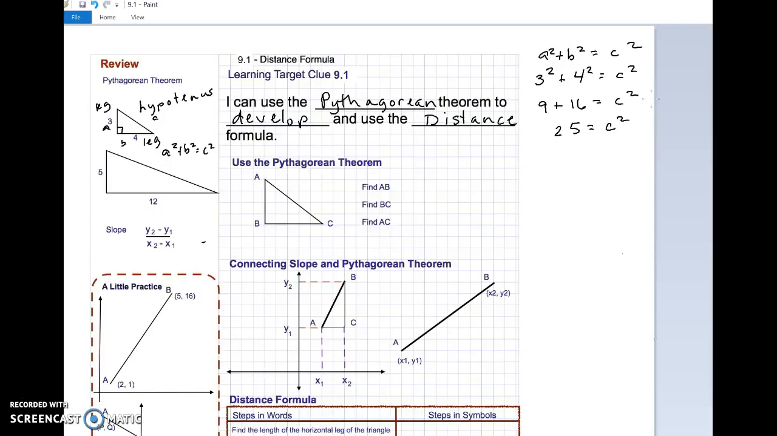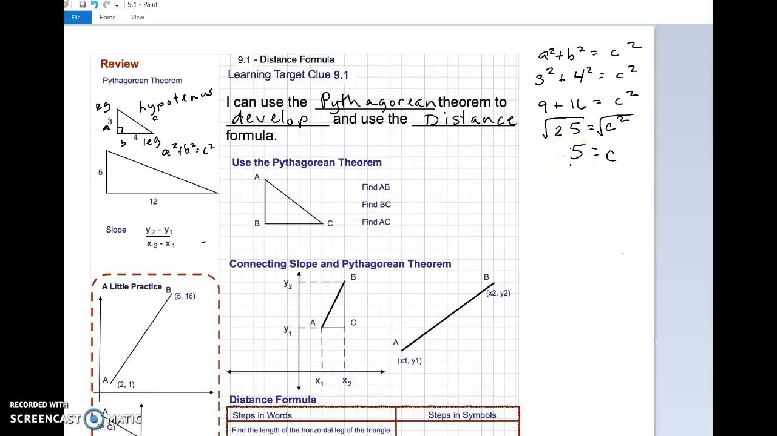The way that we find the solution to a squared variable is we take the square root of both sides. So if I take the square root of c squared, I have to take the square root of the other side. Okay? So what is the square root of c squared? Well, what number times itself gives me the number inside c squared? Well, it's c. And what is the square root of 25? It's 5. So that's a quick review of the Pythagorean theorem.